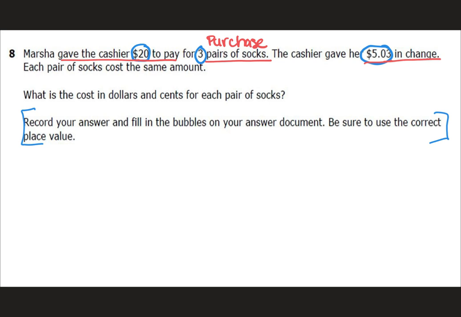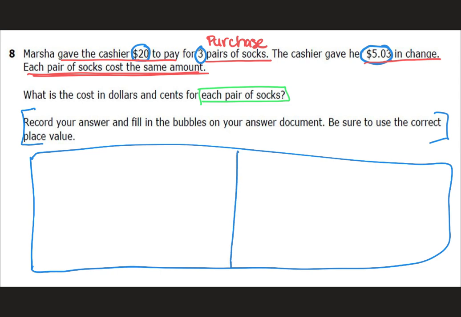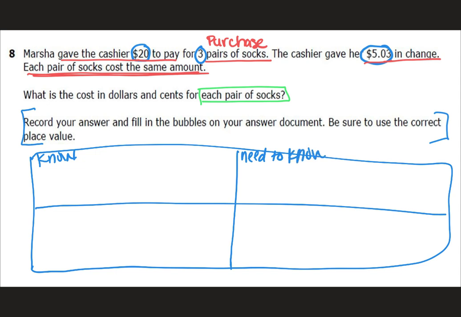We need to know what is the cost in dollars and cents for each pair of socks. So right now, what we do know is that each pair of socks costs the same amount. So they're all exactly the same. All right, so let's go ahead and do our chart. It's kind of a little skinnier and longer, but that's okay. It will make it work. Okay, this is what we know. And yes, you need to fill this all out. Need to know. I know it's not really perfect right there. That's okay. This is our plan, and this is our solution.